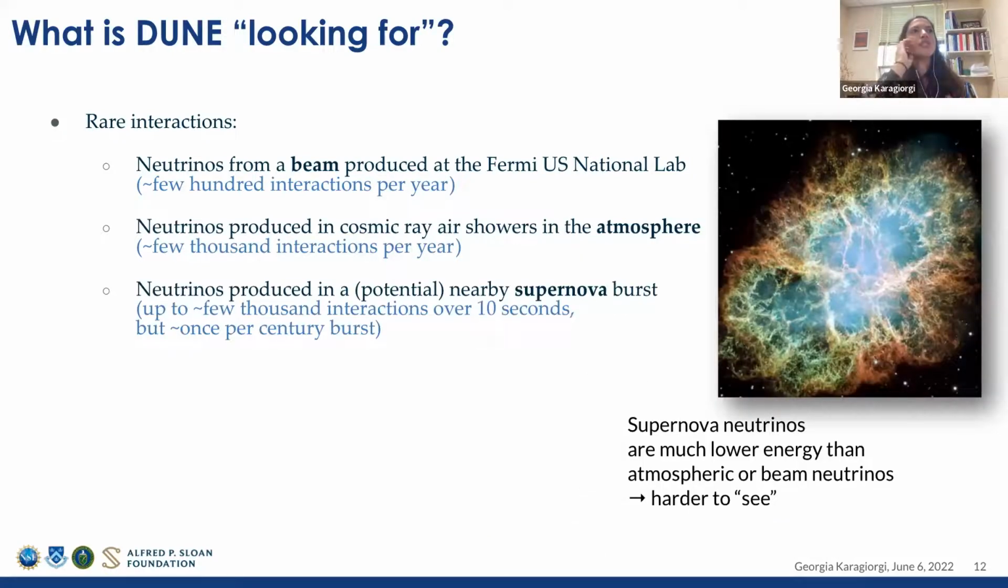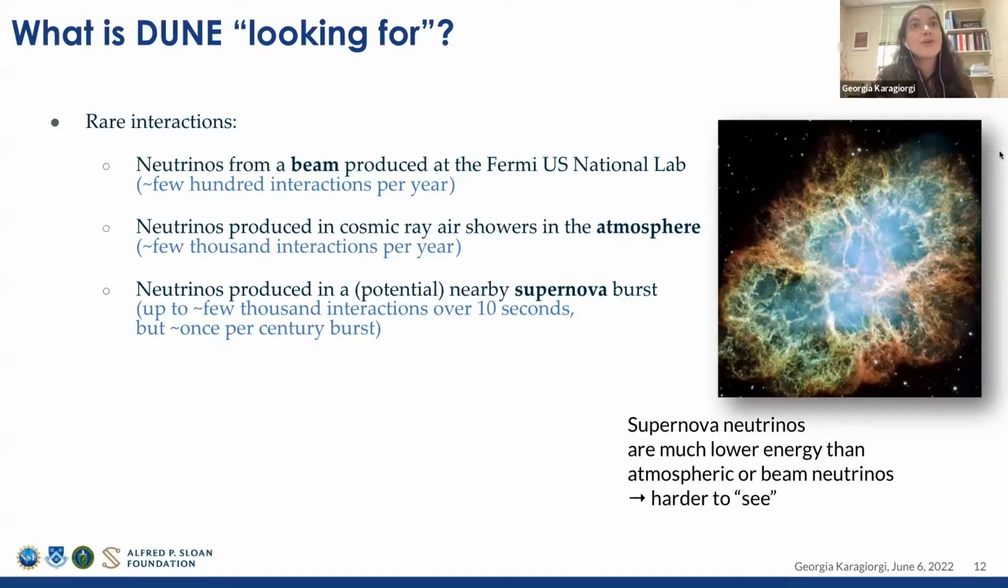In addition to these high energy beam and atmospheric neutrinos, DUNE will also be sensitive to neutrinos that can be produced from a potential nearby or galactic supernova burst. These are much lower in energy than atmospheric or beam neutrinos. And so this makes them much harder to see in the DUNE detector because they leave very faint, low energy imprints in the DUNE detector.